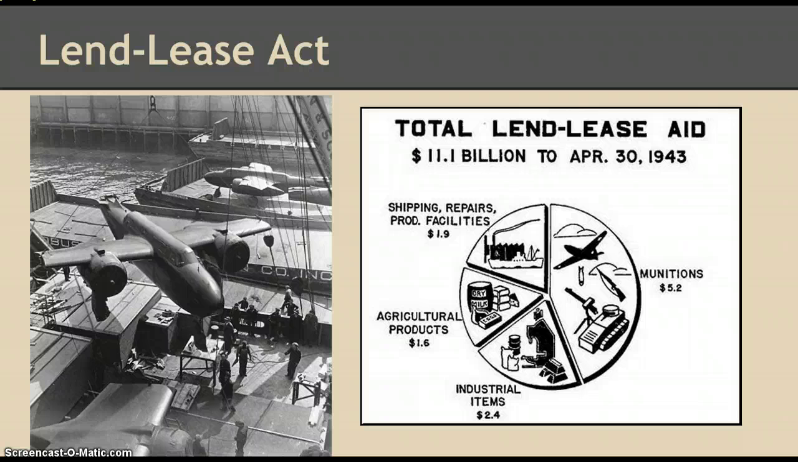And so FDR agrees to remove the cash-only policy from his Neutrality Act. So he allows the U.S. to lend or lease, right, for them to borrow the money, especially in weaponry, to any country that's vital in the fight to save democracy and protect our interests. You can see a little record from the U.S. government here, and you can certainly see how we loaned a lot in this munitions department here.